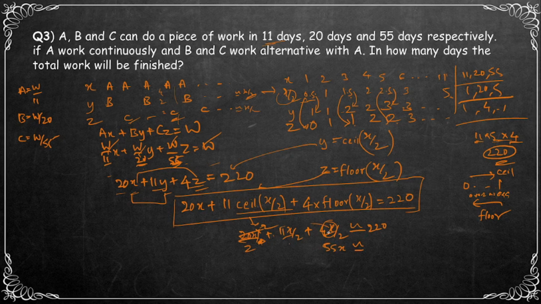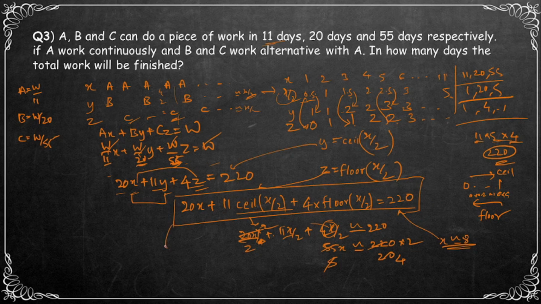Almost equal to 2 goes that way. So 220 divided by 2: 11 5s are 55, 11 20s are 220, and 5 4s are 20. So x is almost equal to 8. Now this is an approximate value. We have to put that in the exact equation and try to match those values, right?